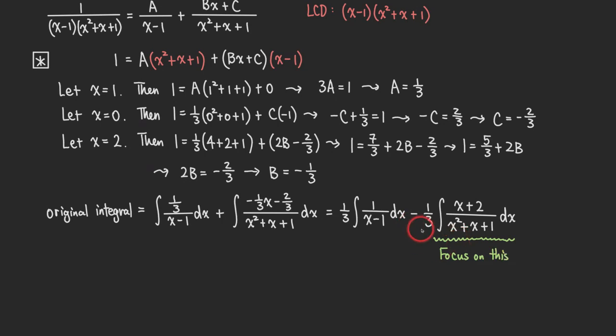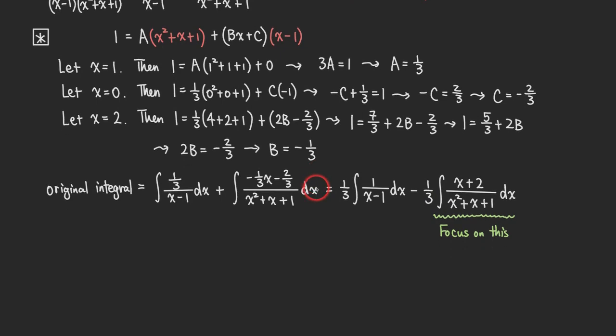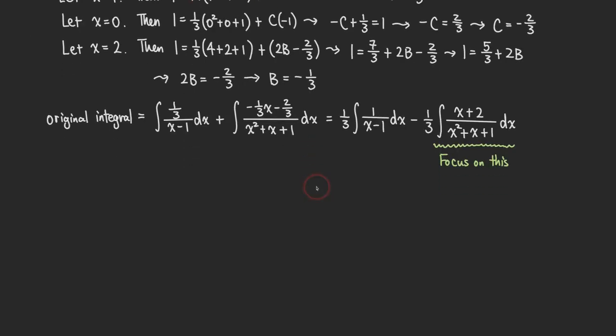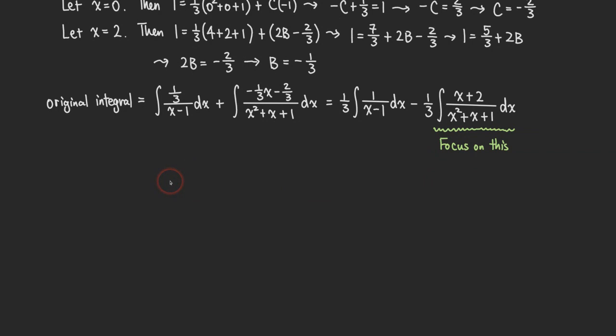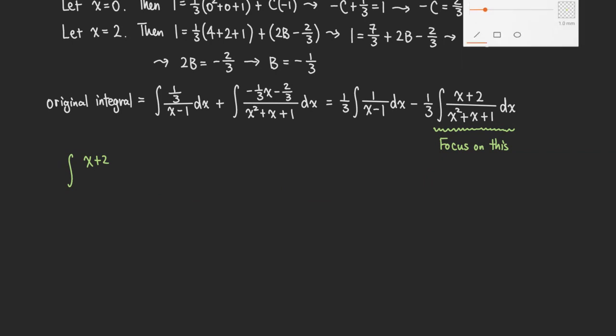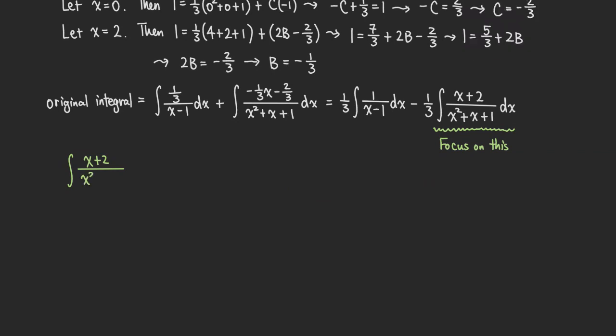And then you may say, what about the -1/3? We can just put it at the end, right? Once we get the result. So now just focus on this integral here. So let's continue. Okay, so we have this integral, which is x plus 2 over x squared plus x plus 1.